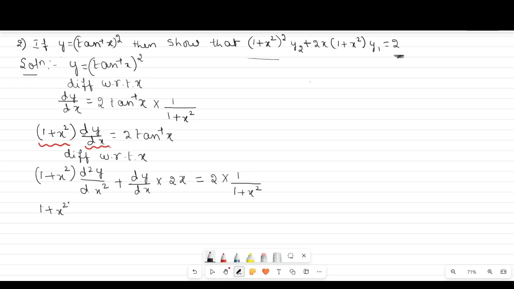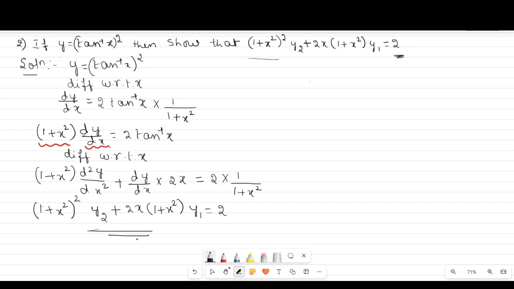1 plus x square, already one term is there. If you multiply that with 1 plus x square, it becomes whole square, into d square y by dx square, which can also be written as y2, plus 2x into y1. Before that, I am multiplying 1 plus x square into y1, is equal to 2. So this is the final answer they have asked.